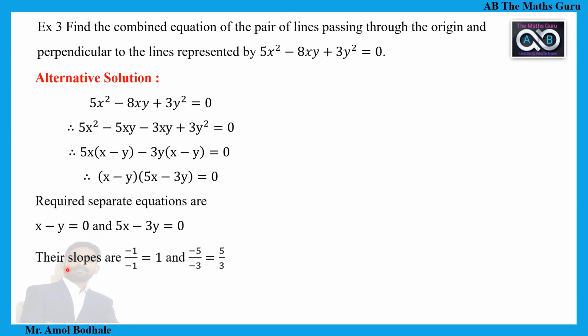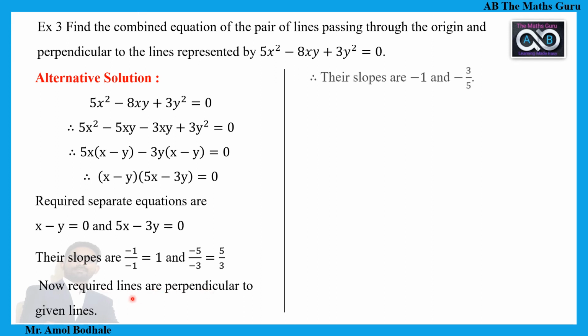So here the slope of the first line, which is minus coefficient of x upon coefficient of y, is minus 1 upon minus 1, that is 1. And the slope of this line, minus coefficient of x upon coefficient of y, is minus 5 upon minus 3, which is 5 by 3. Now the required lines are perpendicular to the given lines. So their slopes are the negative reciprocal of 1, which is minus 1, and the negative reciprocal of 5 by 3, which is minus 3 upon 5.